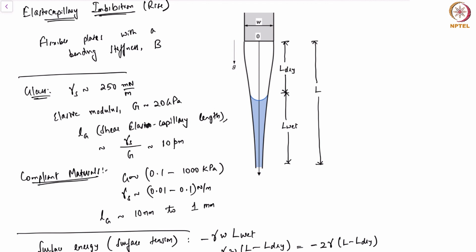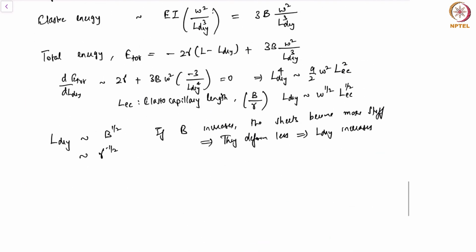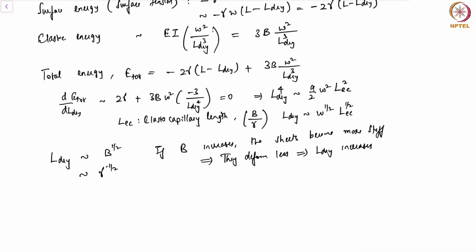So if you make the plates very stiff, then the fluid would actually fall. And the reverse is also true. If you make the plates very soft, then B decreases and L dry decreases, because as you can see, the scaling estimate is that the dry portion of the liquid goes like B per half. It goes like 1 by gamma per half. So if you make surface tension very strong, then L dry decreases, which means the length of the dry portion decreases, and the fluid is able to travel much further.